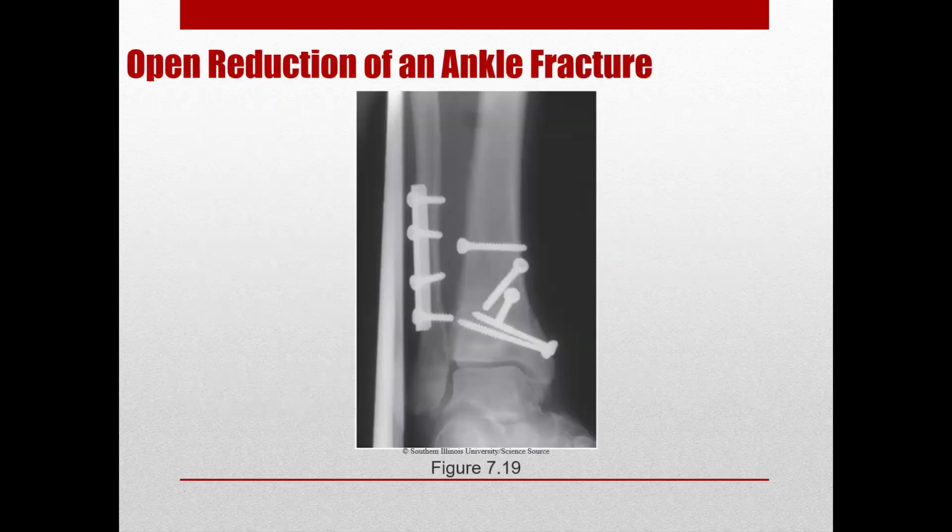So this would be an open reduction. Is it still considered open if they have to open it, but they don't press hard, nurse? Yes, it is. Yeah.